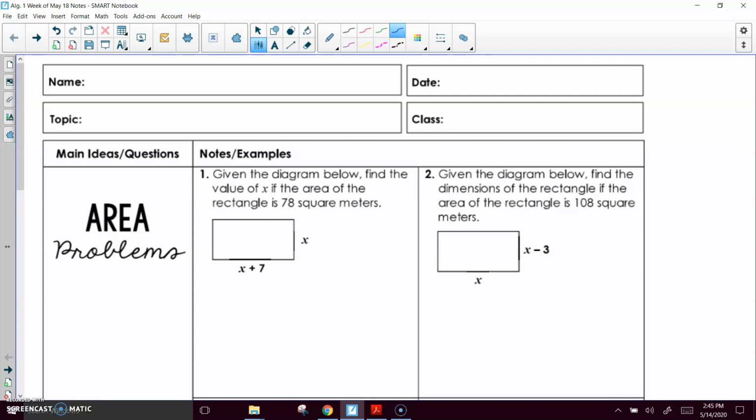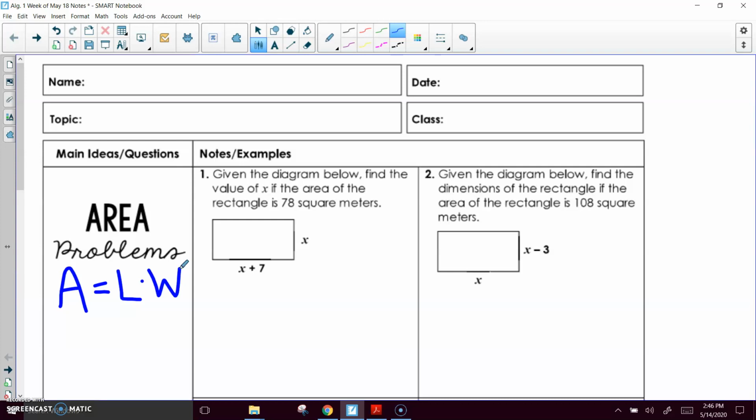So the formula for area of a rectangle or a square is area equals length times width. So if we apply that and keep that in mind, then setting up and solving these problems is very repetitive. Let's take a look at number 1. Given the diagram below, find the value of x if the area of the rectangle is 78 square meters.